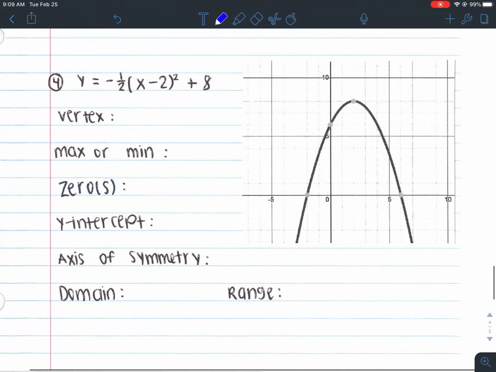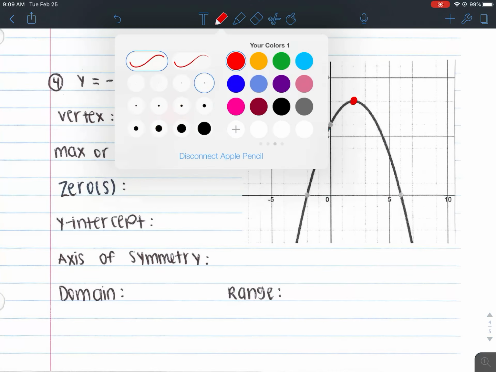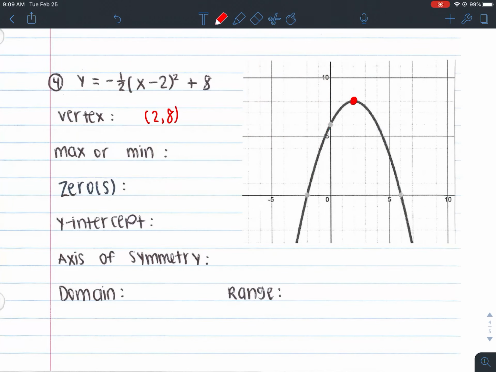All right, and we're down to our last example here. We're going to identify the vertex first. So that is going to be at this point. All right, so that is going to be the point 2, 8. Okay, so again, these are going by ones, right? So 2, 8. Now this has max or min. Do you think this is a maximum point or a minimum point? This one has a maximum point because it has the highest point. There is no lowest point.